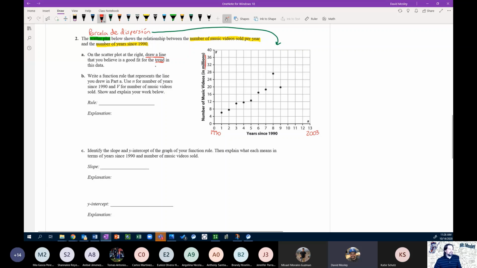Mr. Morales, ¿cómo se dice trend en español? Tendencia. Tendencia. Sí. The R. Tendencia. Tendency. Okay, so it's like tendency.